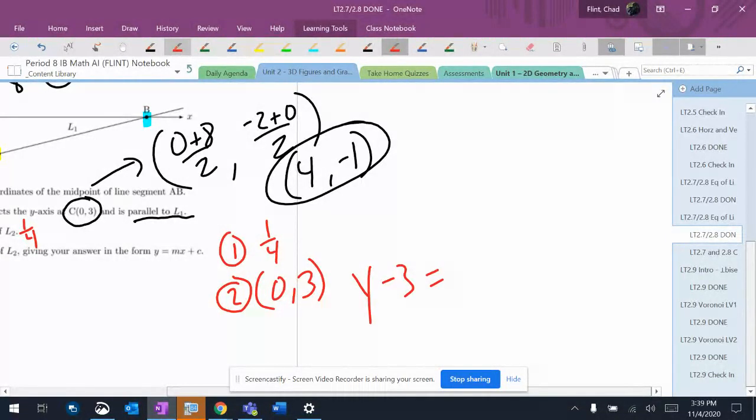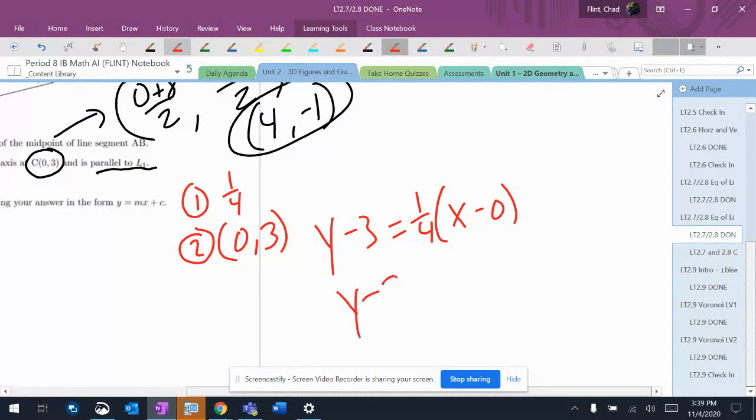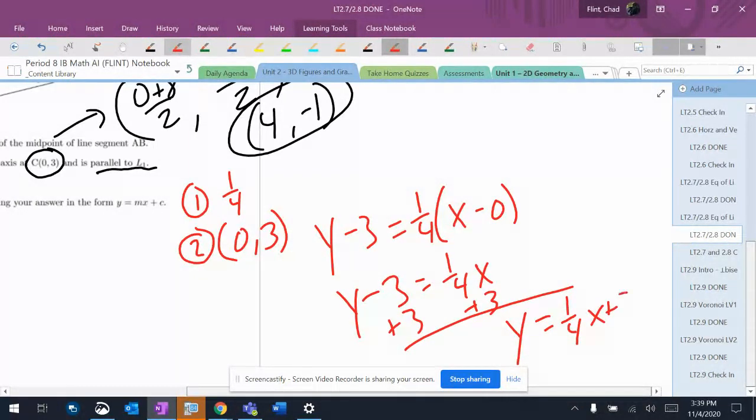Now I plug the gradient in. It equals m, which is 1/4, times x minus x1. All right, now this is going to be y minus 3 equals 1/4 x, because x minus 0 is x. It wants it in y equals form, so I'm going to add 3. So I get y equals 1/4 x plus 3.